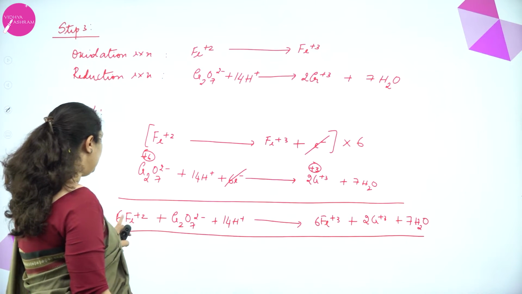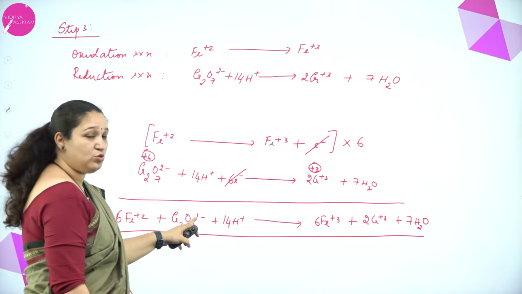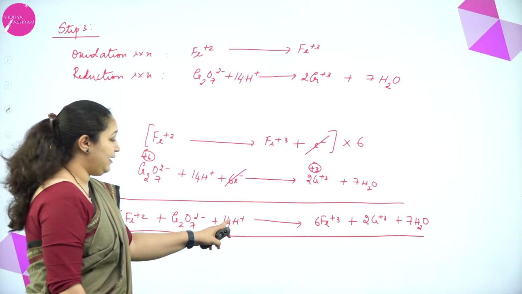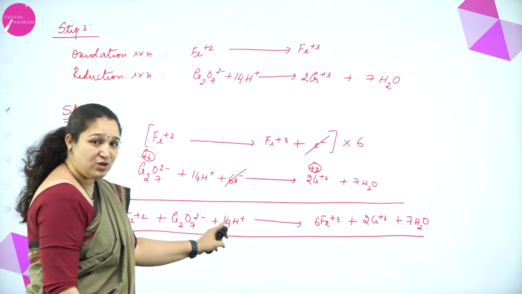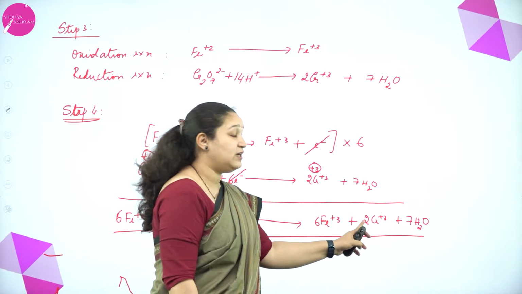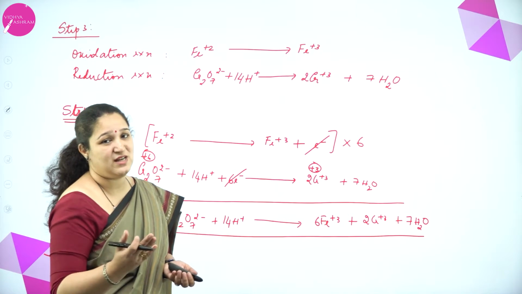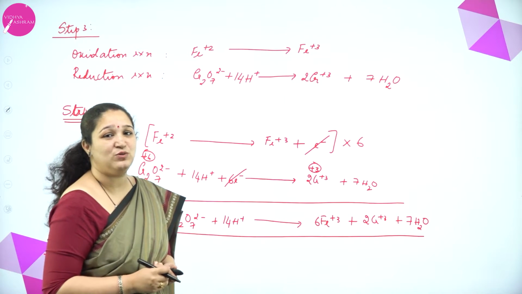You can see here 6 2s are 12, 12 minus 2 is 10, 10 plus 14 is 24. Here 6 3s are 18, 18 plus 3 2s are 6, 24. So on both the sides you are getting 24 charge. That means your balancing is absolutely right.